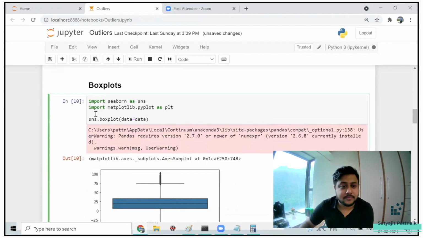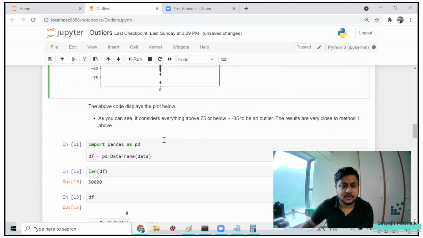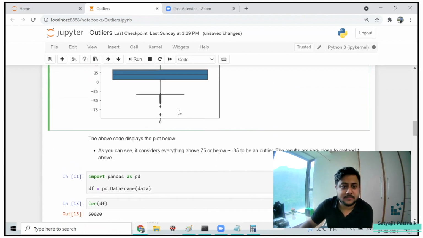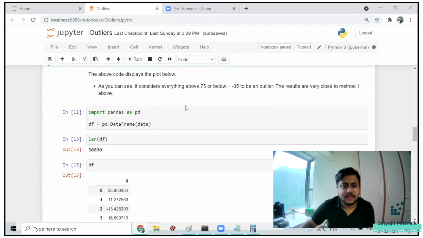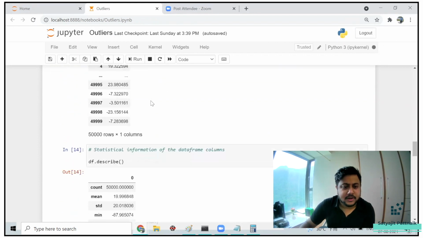Using a boxplot, it is very easy to do. I just have to call the seaborn library boxplot with data equals data. You can see these are your outliers. As you can see, it considers everything above 75 or below minus 35 to be an outlier. I'll leave this so that you can run this code as well. And these results are very close to method 1 above, very similar to that.